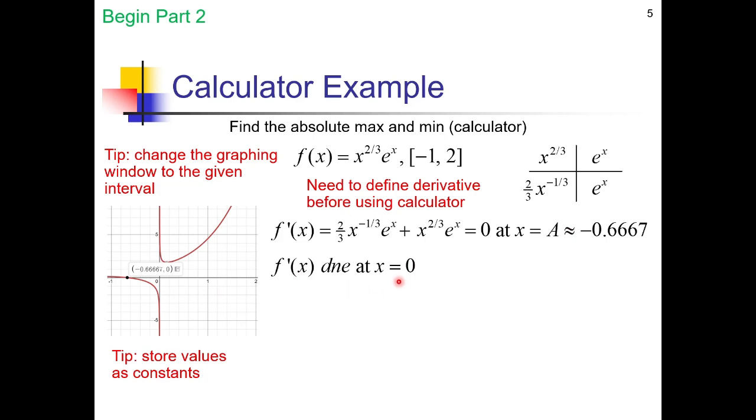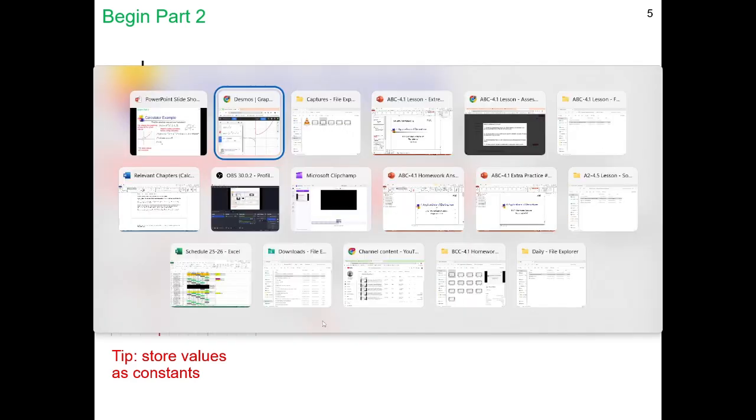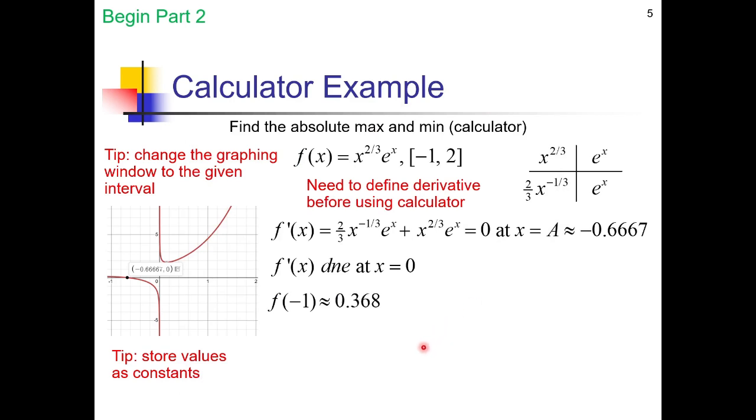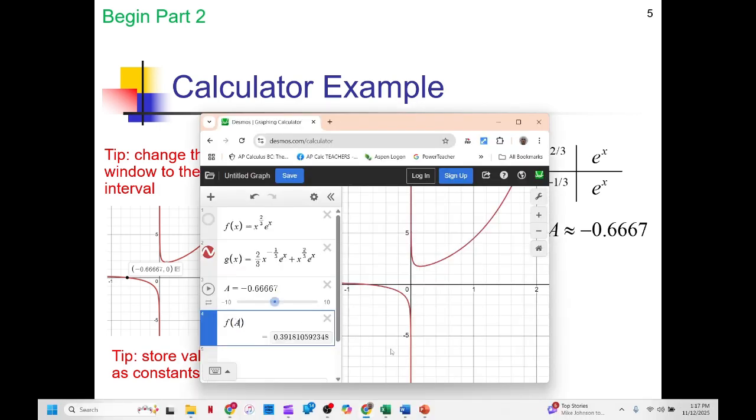I'm going to have to plug in those critical values along with the endpoints, negative 1 and 2, to figure out my absolute max and min. Let me plug all of these in. Let's start with f of negative 1. Going back to Desmos, f of negative 1 comes out to about 0.368 if I round that off. Next up, I'm going to do f of this a value right here.